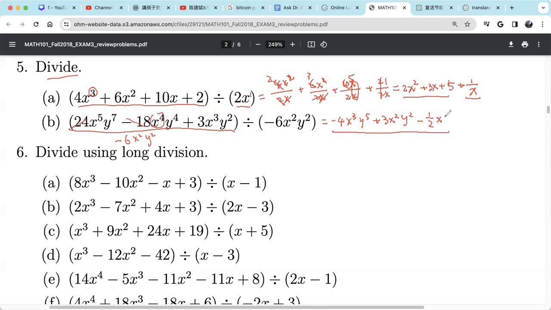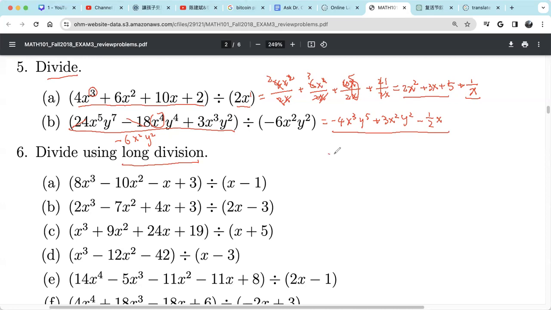But look at it: this x is on the side of the half, so the half x is not in the denominator. So this is more like a polynomial. Now let's see this one. We're required to use long division to divide this. Otherwise, we could use short division.